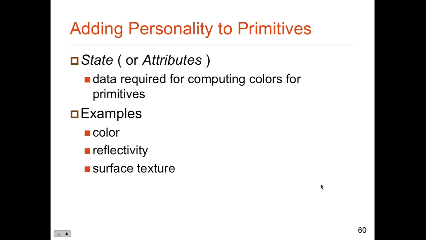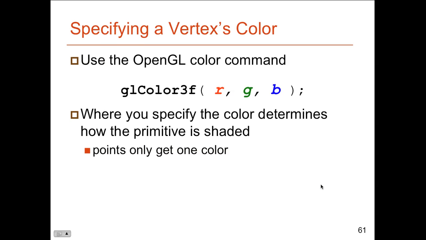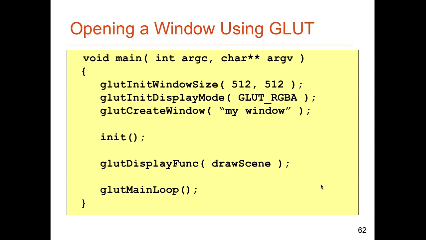So, adding personality, primitive states, examples, color, reflective, surface texture, stuff like that nature, specifying the vertices colors, and there's our RGB scale, which are red, green, and blue color combinations.